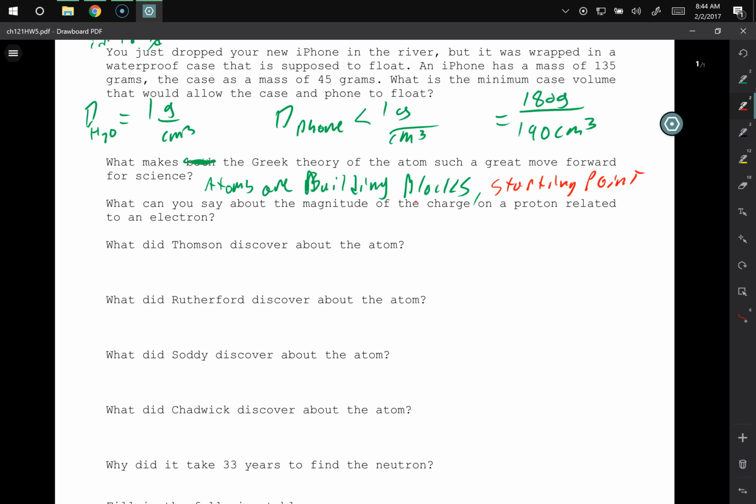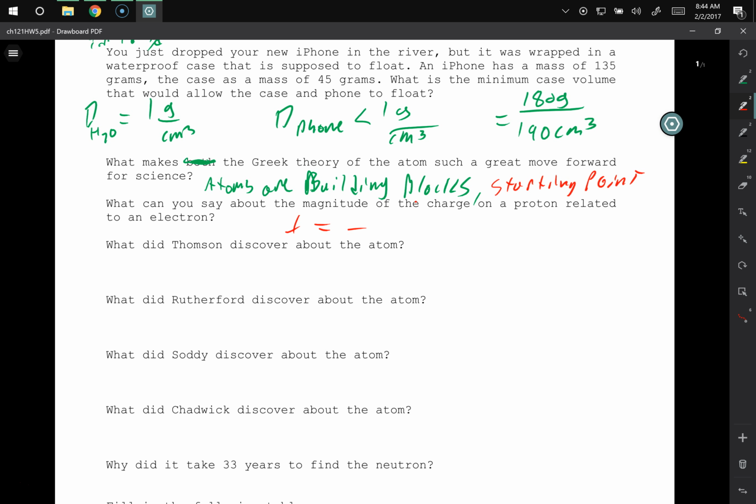Okay, this next one, magnitude of the charge of the proton and the electron. They're equal to each other. Even though the proton is like 1,800 times more massive, the plus charge is directly equal to the minus charge. Their sizes are exactly the same. So if I've got a hydrogen atom with 1 proton and 1 electron, what's the charge of the hydrogen atom? No charge, 0 charge. +1, -1, no charge.